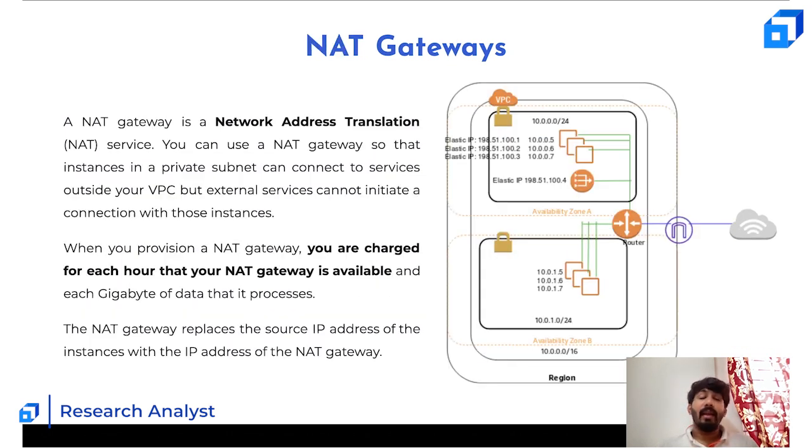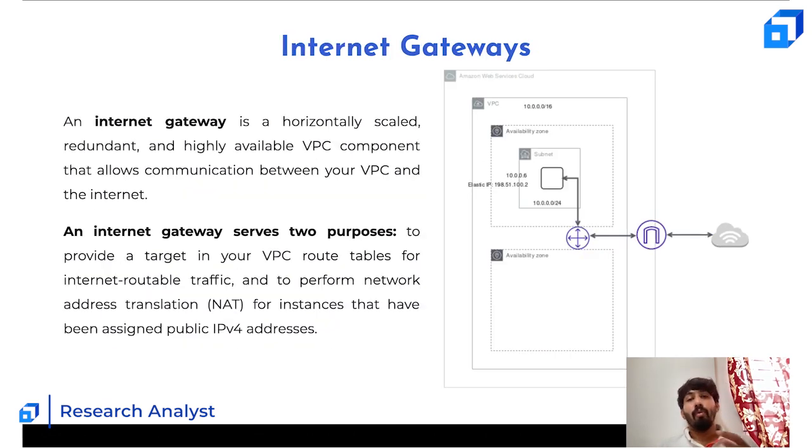A NAT gateway, again, from the name itself, is a network address translation gateway. You can use a NAT gateway so that the instances in the private subnet can connect to services outside your VPC, but external services cannot initiate a connection with those instances. For example, an internet gateway is both ways.